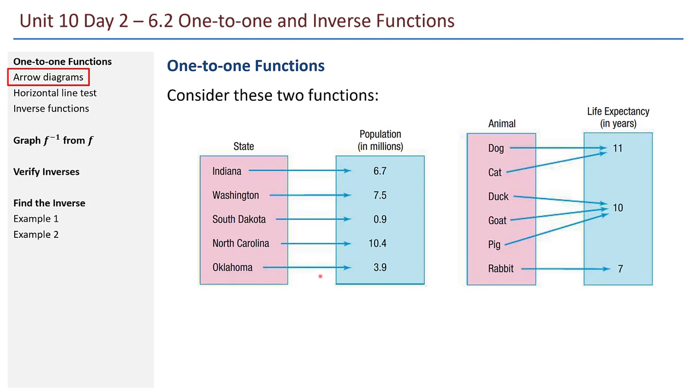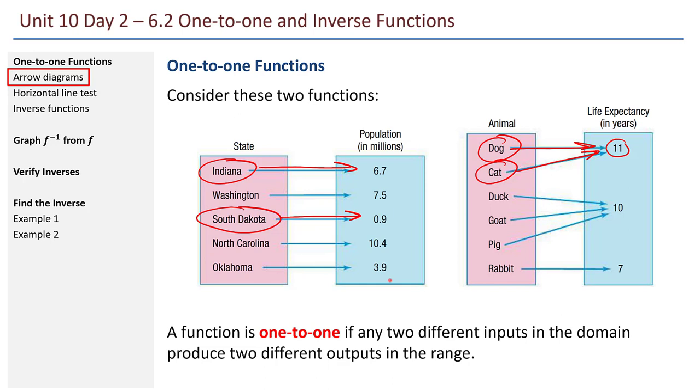The big difference is, in the second example, it's possible that you have two different inputs, like dog and cat, that lead to the same output, 11. However, in the first example, any two inputs that I take, like Indiana and South Dakota, must lead to different outputs, 6.7 and 0.9. This is the big idea behind a one-to-one function. A function is one-to-one if any two different inputs in the domain produce two different outputs in the range.